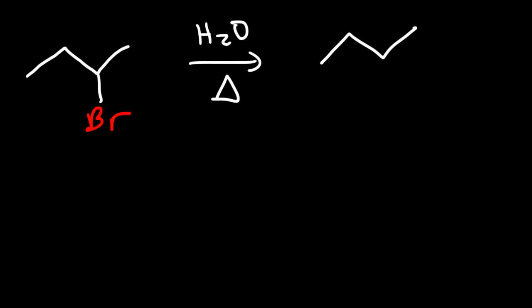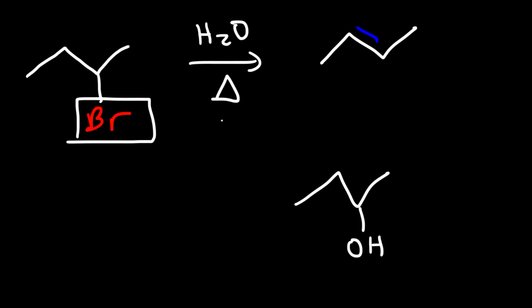Now let's say we have a secondary alkyl halide and we decide to react it with water. And we're going to use heat as well. Now we can get a mixture of products here, but I'm going to focus on one of the 2 main products that we can get. One of the products that we can get is an alkene. The other product we can get is an alcohol. So what type of reactions do we have here? If we get the alcohol, it's a substitution reaction because we've replaced the bromine atom with an OH group.